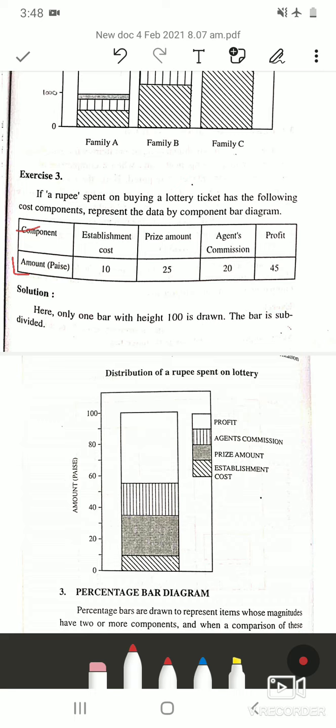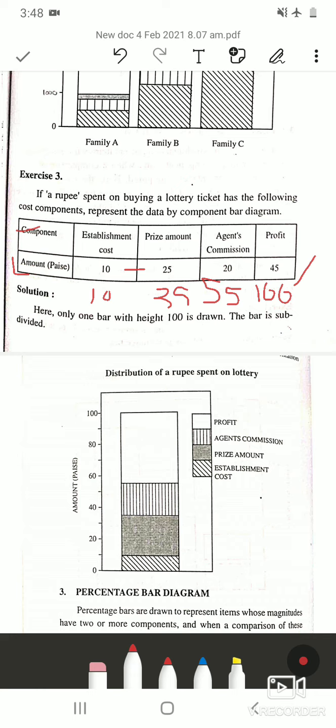So what we have to do is first add it, which turns out to be 100. So 10 plus 25 is 35, 35 plus 20 is 55, and 55 plus 45 is 100. So now we have the cumulative total, and then it is easy to plot a component bar diagram.